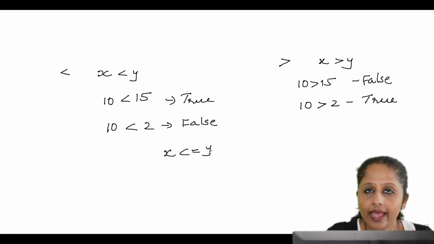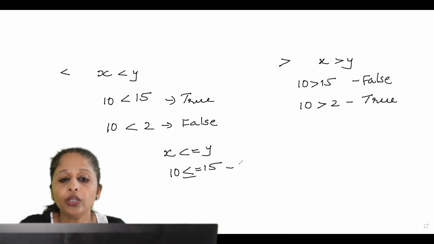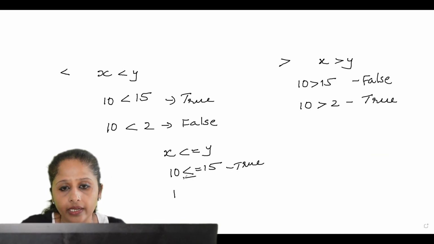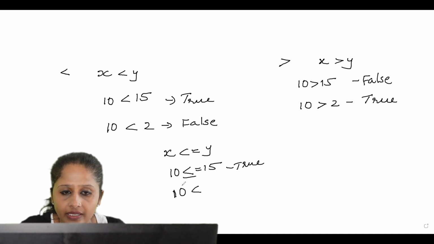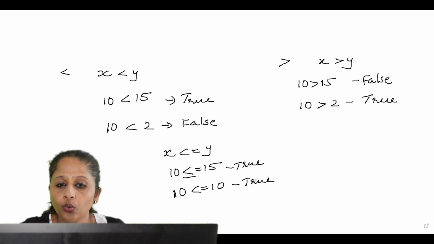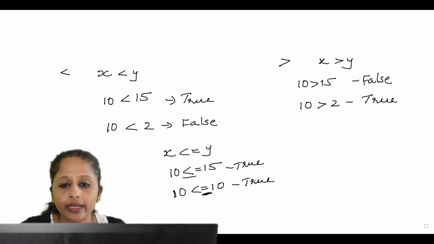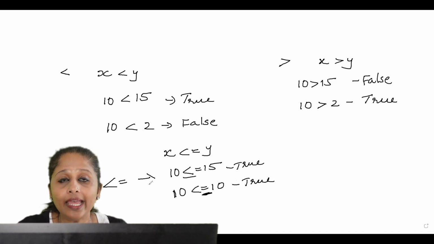Here x less than or equal to y means whether x is less than y or equal to y. So for example, if we check 10 less than or equal to 15, it is true because 10 is less than 15. In the same way, we are checking 10 less than or equal to 10. This is also true because the equal to part is working, since 10 is equal to 10. So that is the less than or equal to symbol.